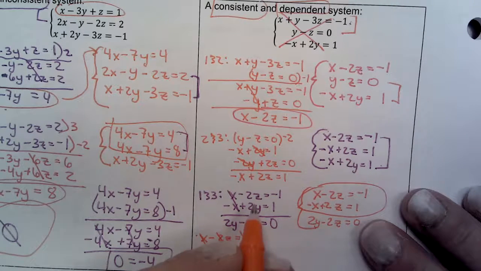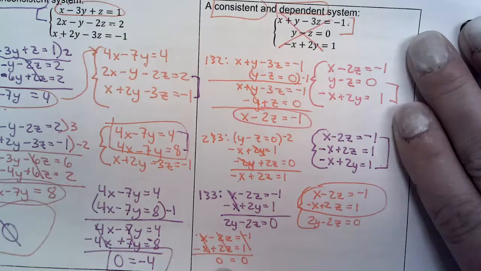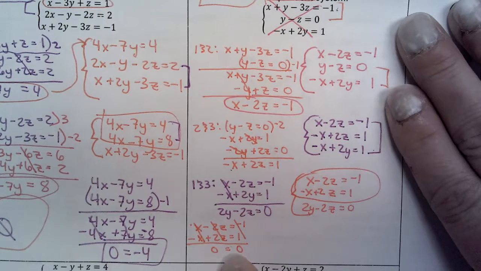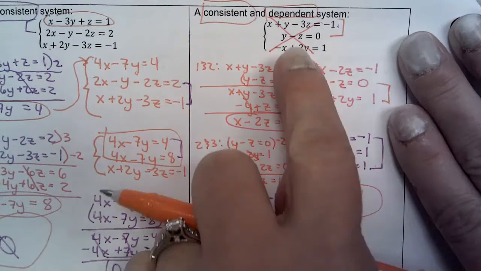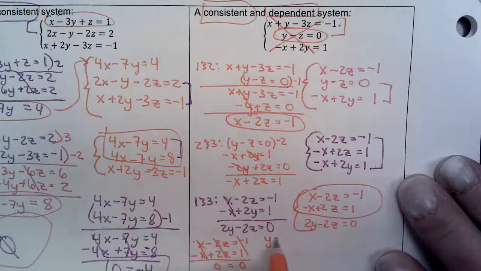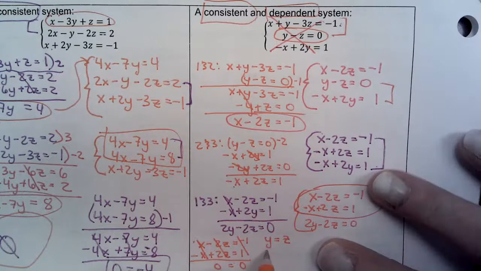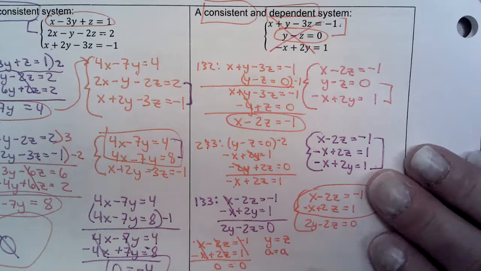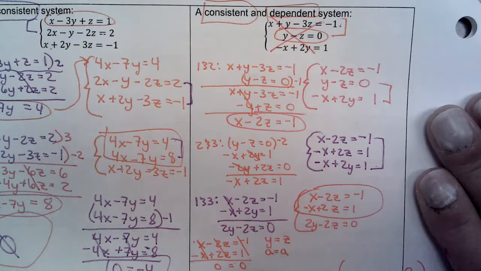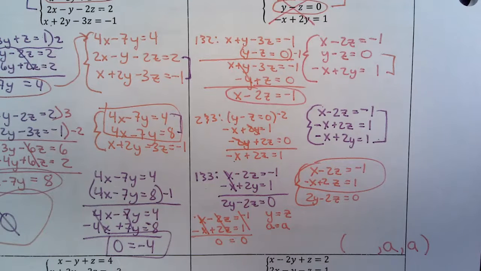So I'm going to look at my original function now. And you don't do this a whole lot, but because we know that this is a consistent dependent system, we're going to go back up here. You see this one where it says y minus z equals 0. We're just going to solve it and get either y or z by itself. Well, in this case, y equals z. So we're going to call each of these a. Our values for y and z are going to be some value a. We don't know what that value is, we just know it's going to be some value.